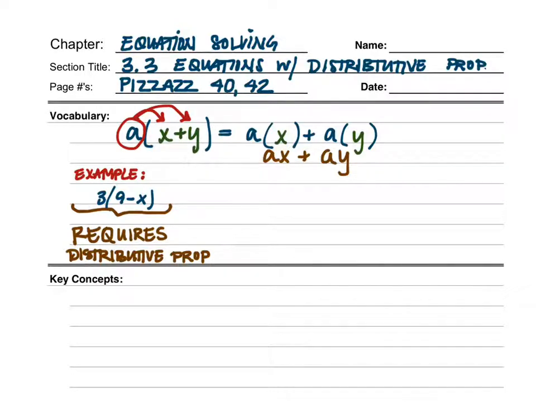Now in this case I can choose to add the opposite with the subtraction and make it a negative x, or I can leave the subtraction alone. So here I chose to leave the subtraction alone, and I get 3 times 9 to equal 27, and subtract 3x to give me minus 3x.